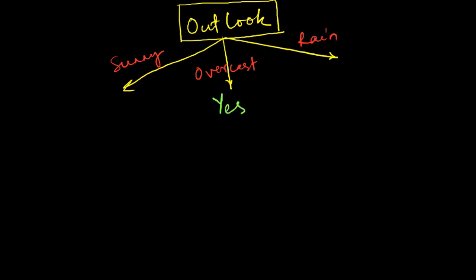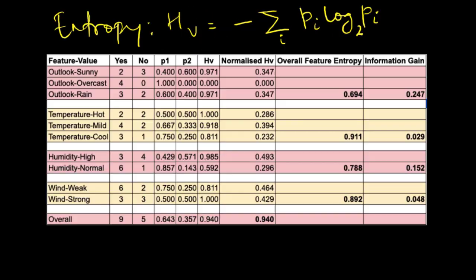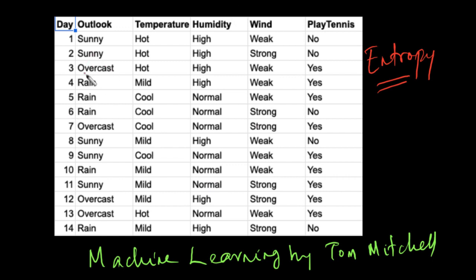Now because we have reached an output of yes, we do not need to further bifurcate over here. So this node has ended. But sunny and rain have to still propagate because these are not completely decisive. So now we need to figure out that if the outlook is rain, then what should be our next node. For that, we go back to our data set and select the rows for which the outlook is rain. So we select the 4th, 5th, 6th, 10th and 14th row.